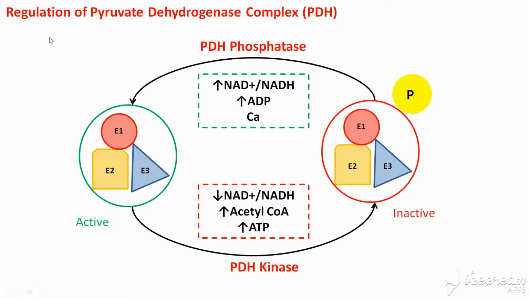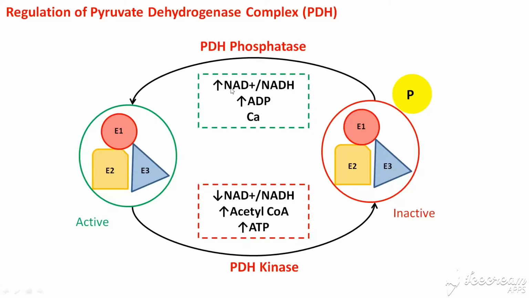Okay, so now we're going to talk about the regulation of the pyruvate dehydrogenase complex. The first thing that you have to know is that the dephosphorylated form of the pyruvate dehydrogenase complex is the active form, and the phosphorylated form is going to be inactive. Now, the enzymes that regulate this are the PDH phosphatase, which leads to its dephosphorylation, and the PDH kinase, which leads to its phosphorylation.